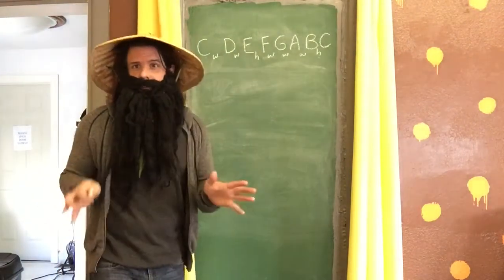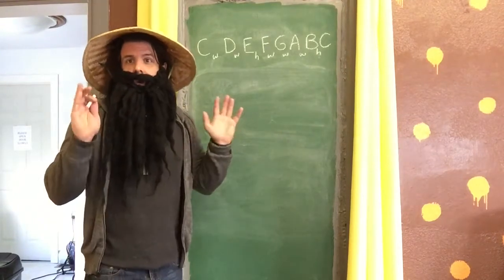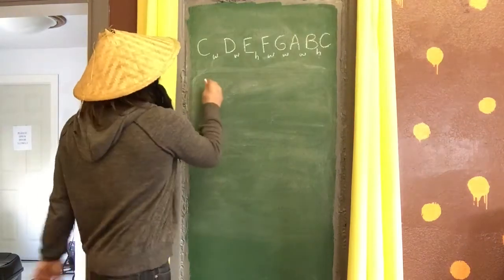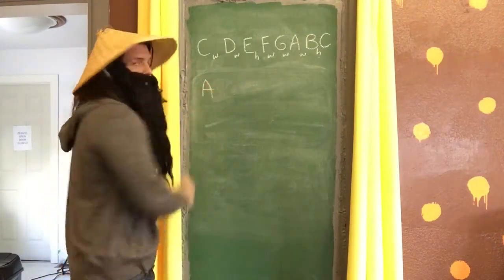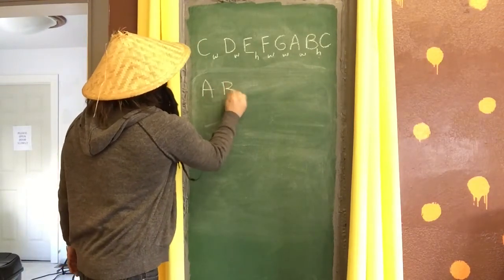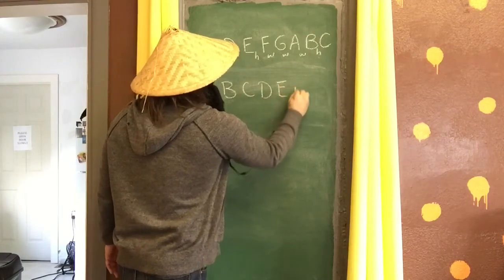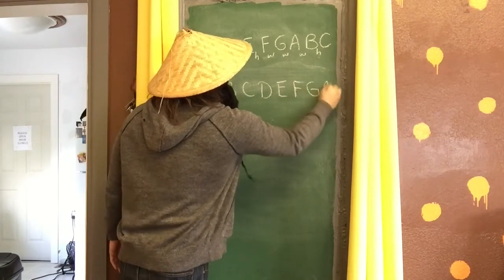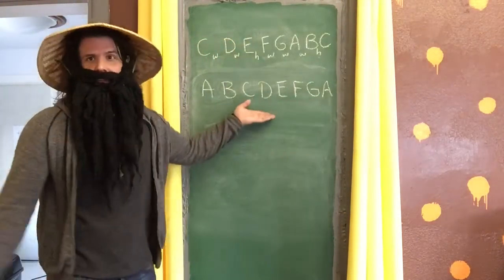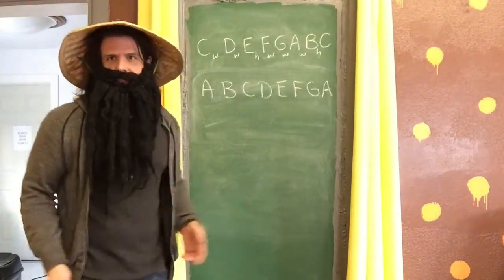Okay, now I'm here to tell you that because you know the C major scale, you also know the A minor scale. Allow me to explain. If we go from A to A now, using the same exact notes, we got A, B, C, D, E, F, G, and A. Now that requires no memorization on your part because it's just the alphabet. You learned that when you were 4.